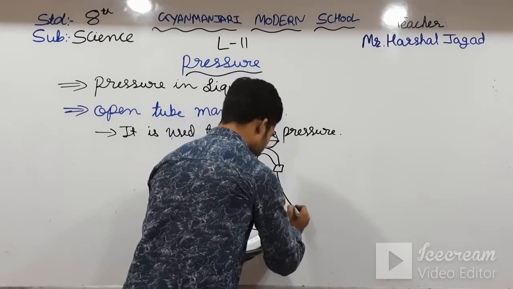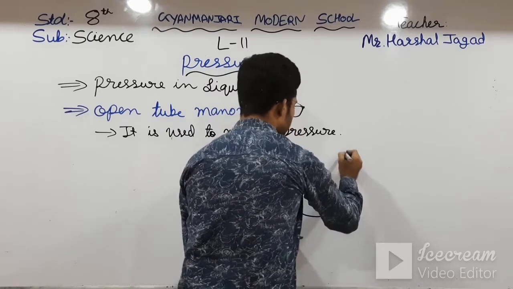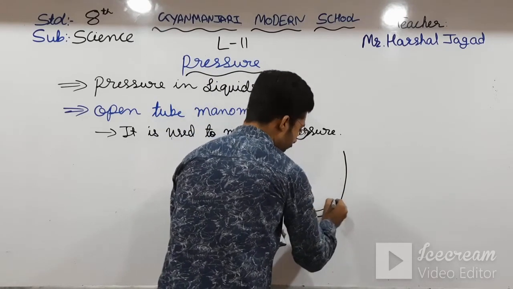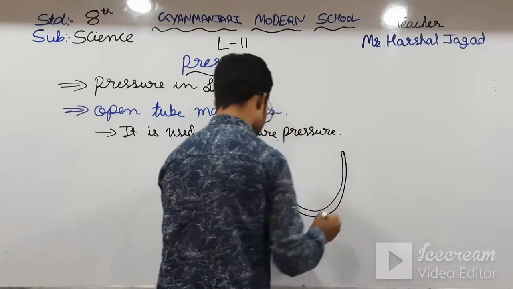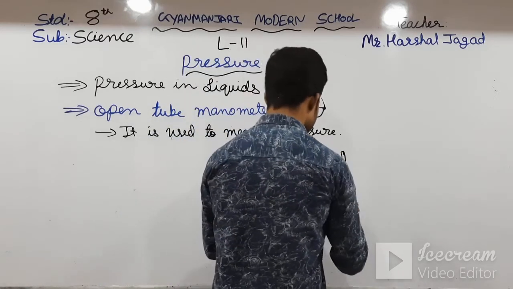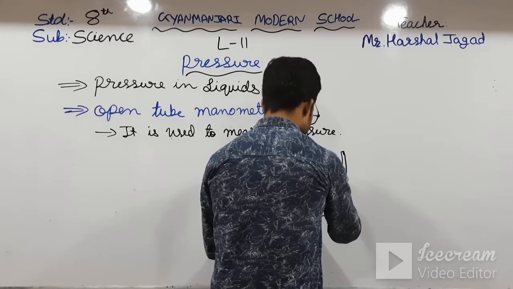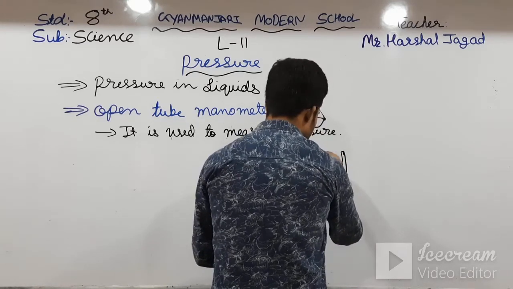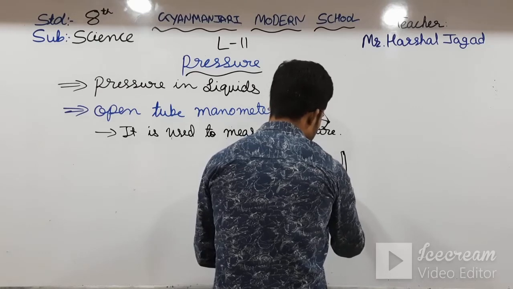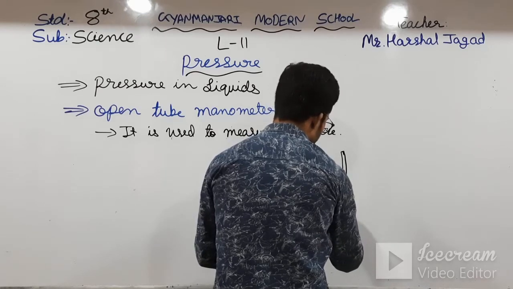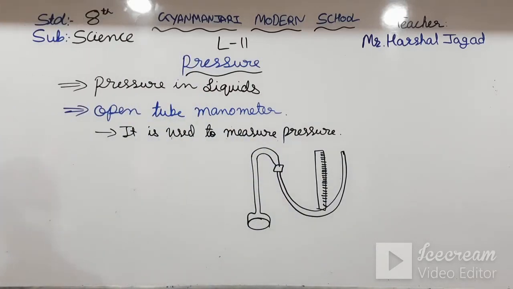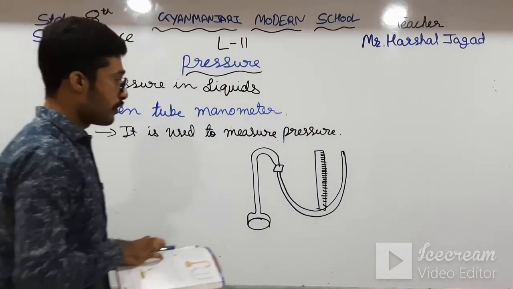I can't draw the perfect figure of it. Okay, students, you can imagine that it is a manometer tube. There is a U-type tube. Here there is a scale. There are some measures over here. So this is the manometer, an open tube manometer.